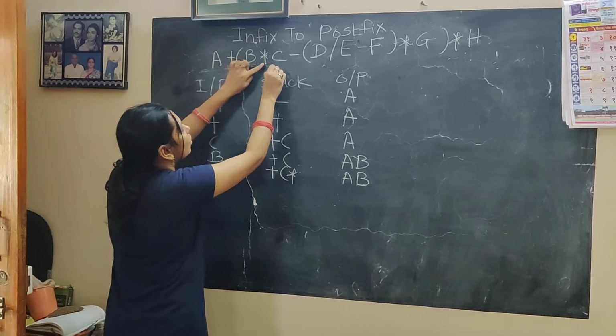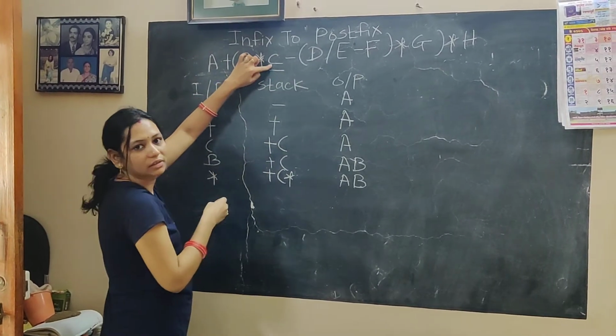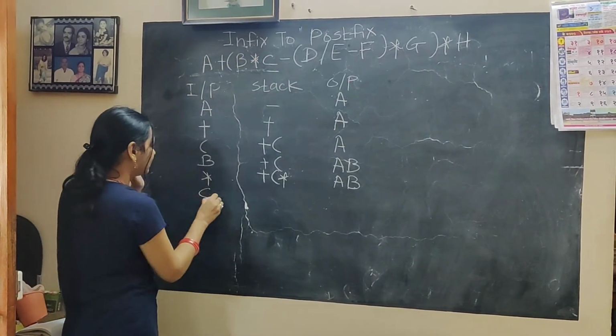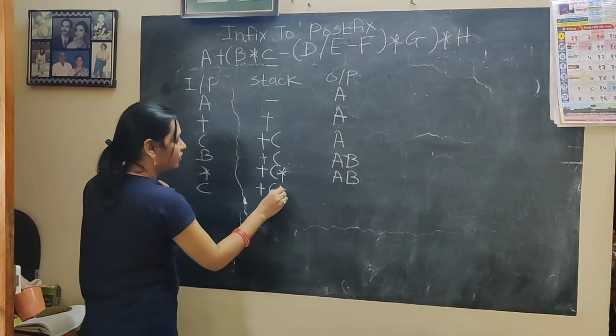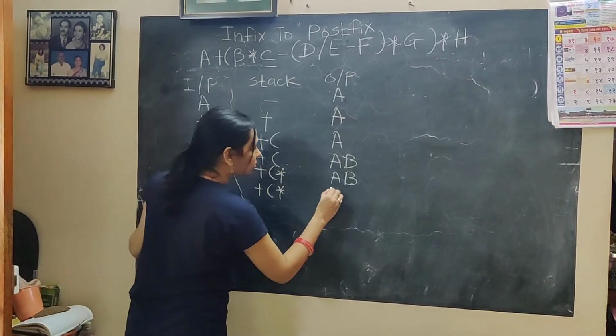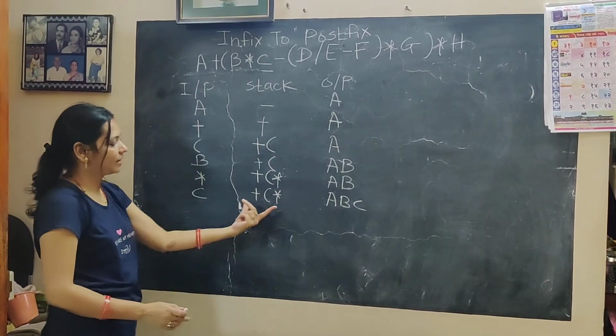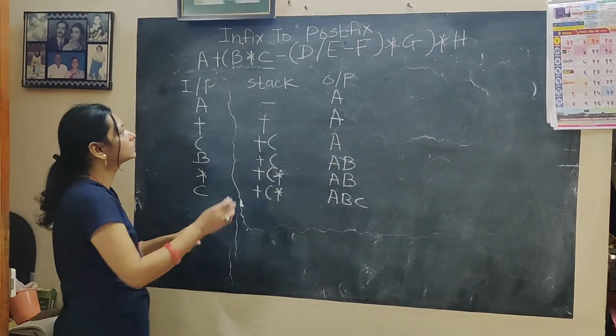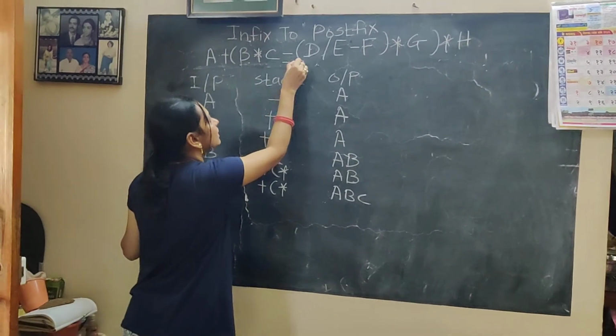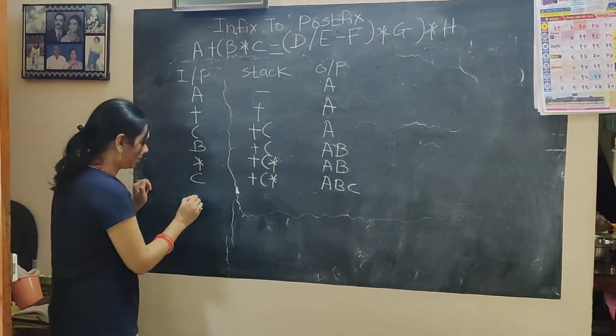Now next is again what? It is the operator, sorry, operand. So as it is an operand, it will be moved to the output. So our output became A, B and C, and our stack is having these two particular operators. Now next is what? Next is the subtraction operator.